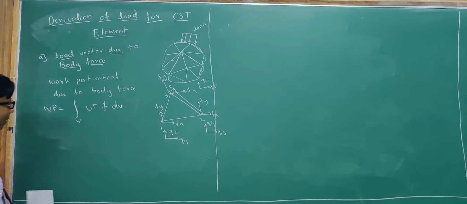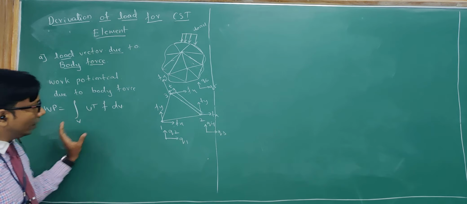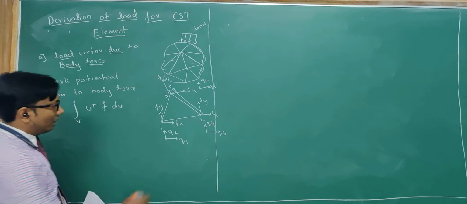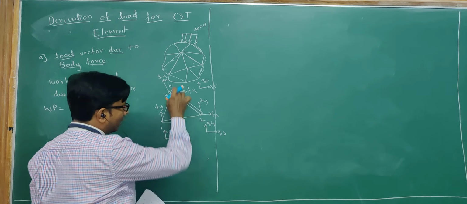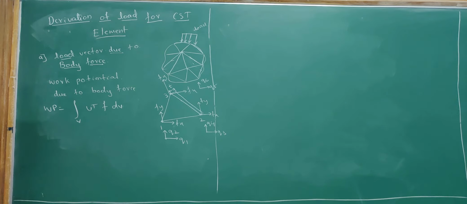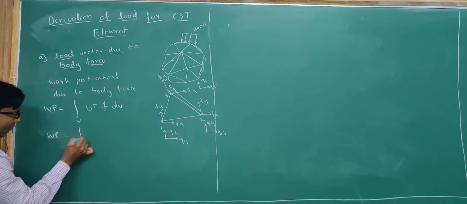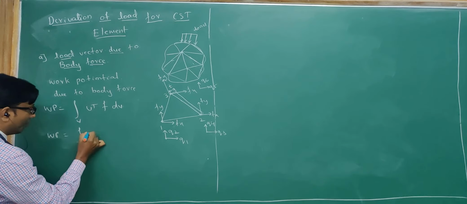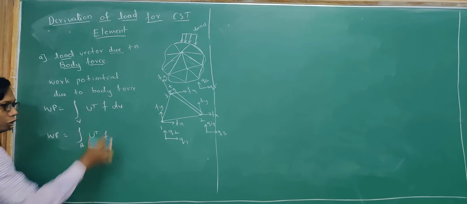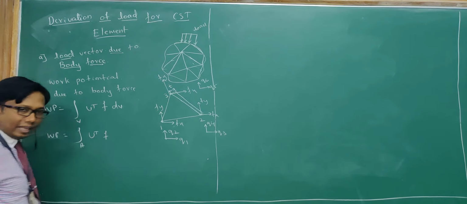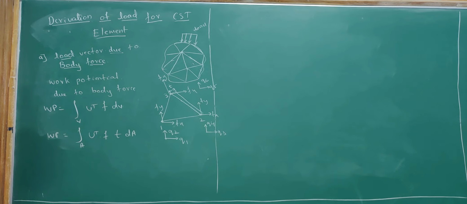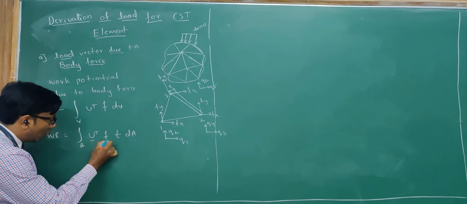Now this is a 3D general equation. When I want to convert it into this particular triangular element, it has a length as well as width, and it has a small thickness. So we will be converting it to 2D, taking the integration as an area. Integration over the area of u transpose f, converted into thickness times area, so I write it as t dA.